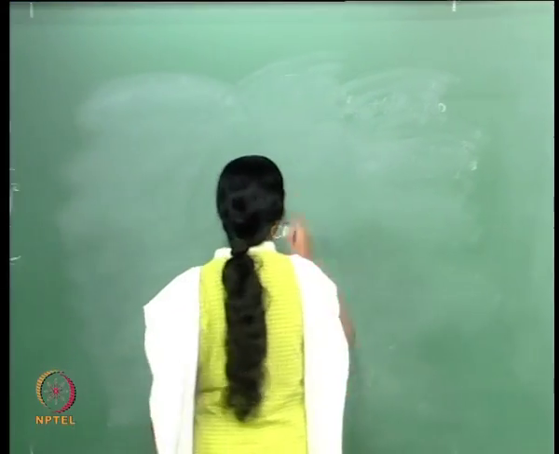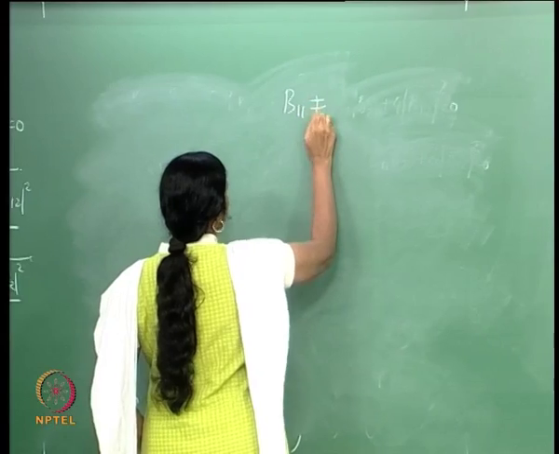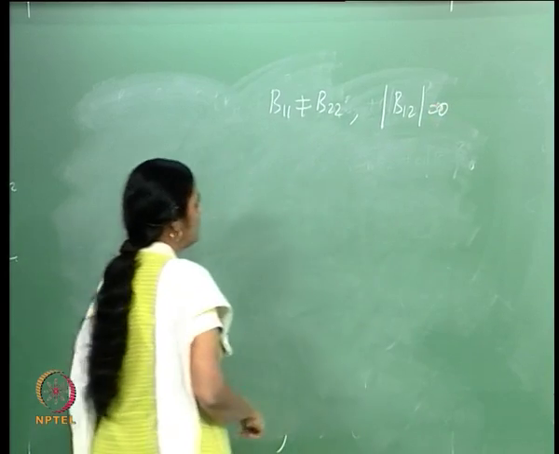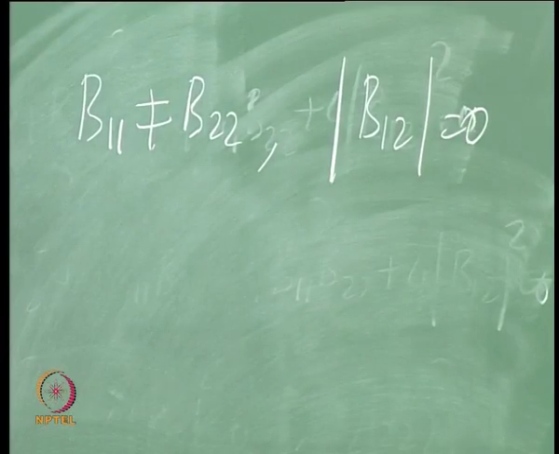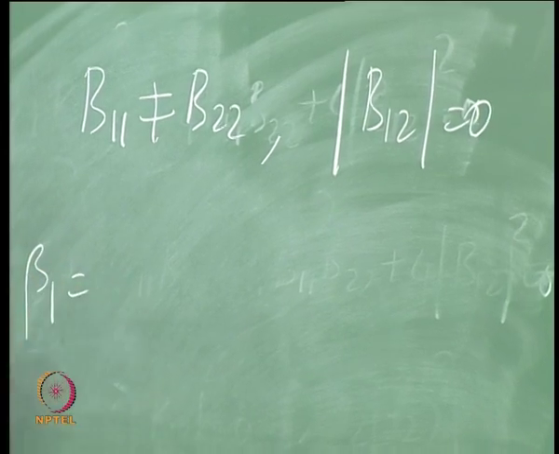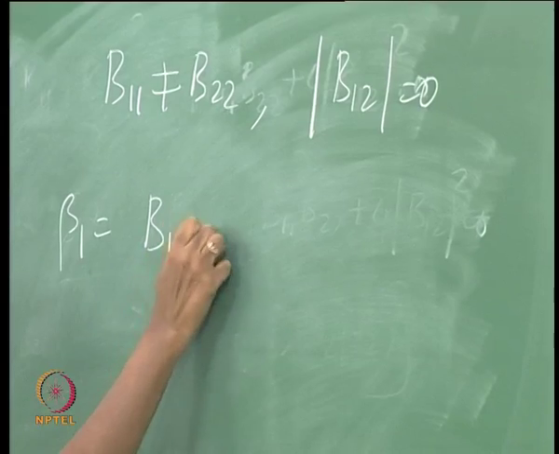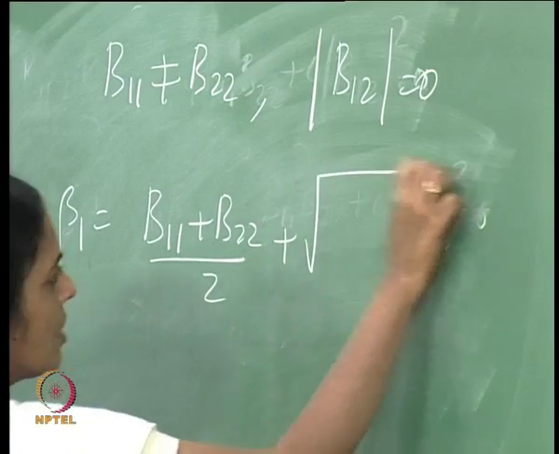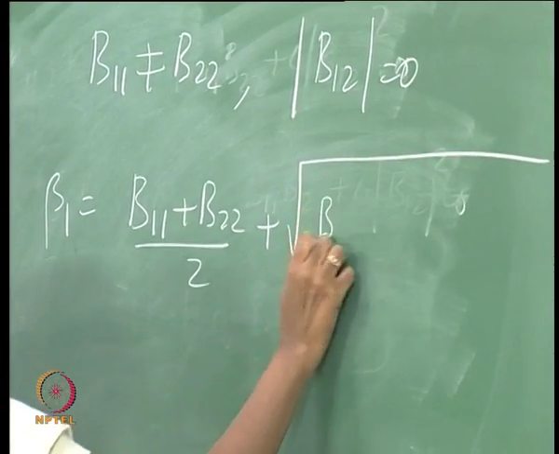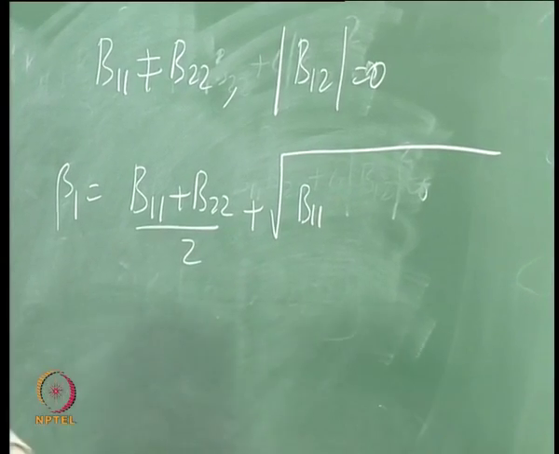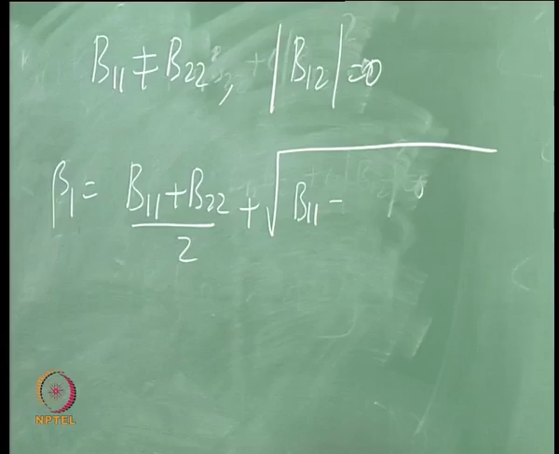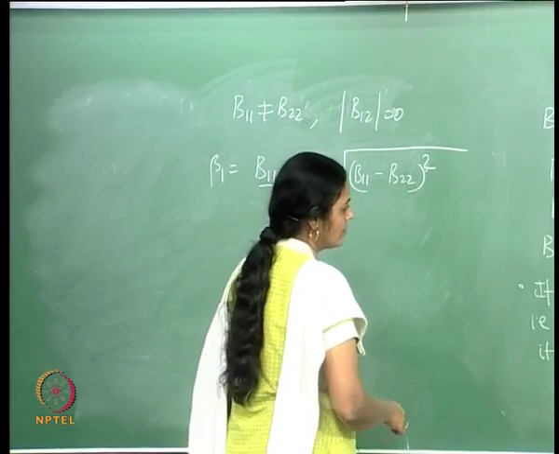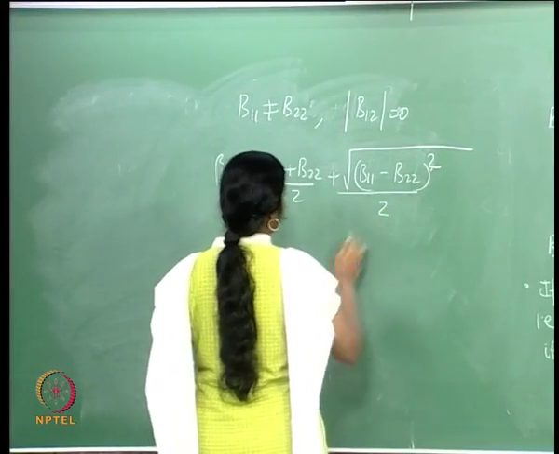So, let us look at this situation, let us look at the first situation, B11 not equal to B22, B12 equal to 0. So, that is the situation that I intend considering now. So, what is beta 1? Beta 1 is B11 plus B22 by 2 plus square root of B11 minus B22 the whole squared, divided by 2.